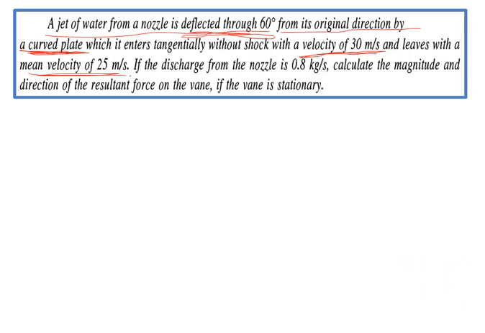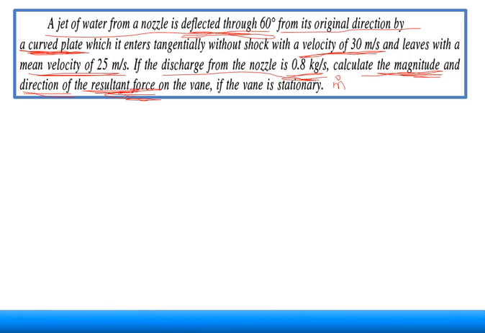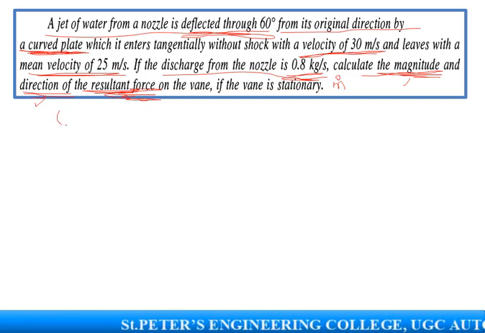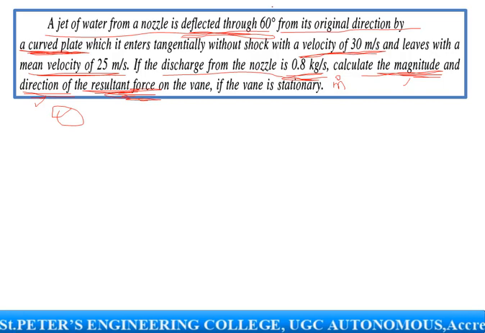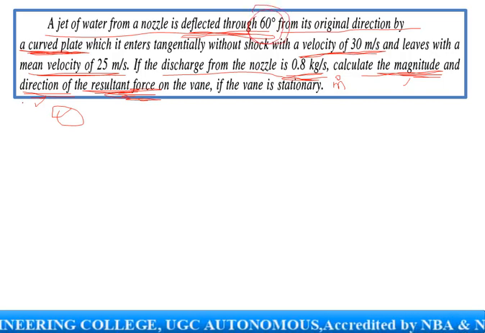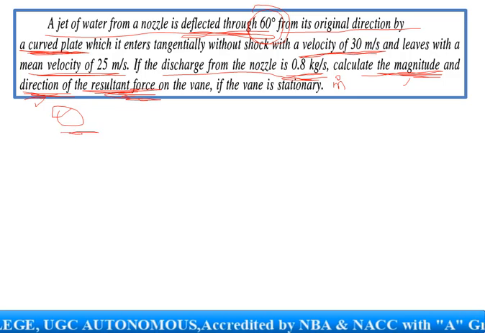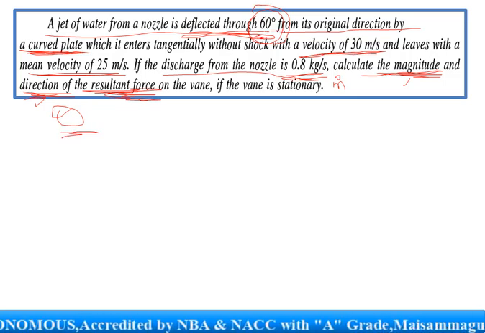Now we require to find, the discharge from the nozzle is 0.8 kg per second, which is m dot, directly given. Calculate the magnitude and the direction of the resultant force. We'll see in the figure what this resultant force is, and we require the magnitude and the direction. That means we require theta for the direction. Then what is this 60 degrees? He is asking about the direction, which is theta, but still we have 60 degrees. So what is this 60 degrees?